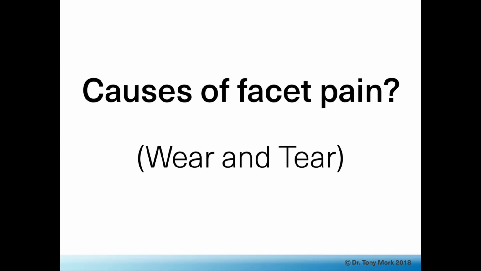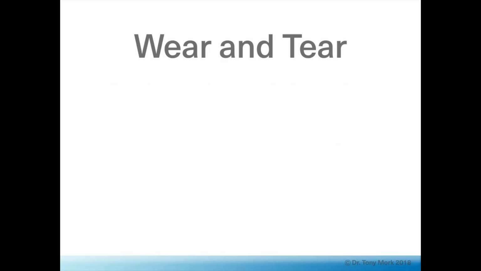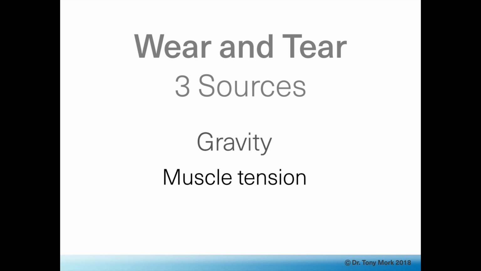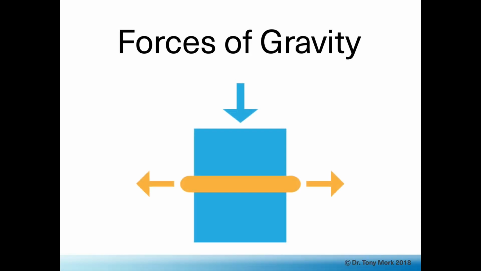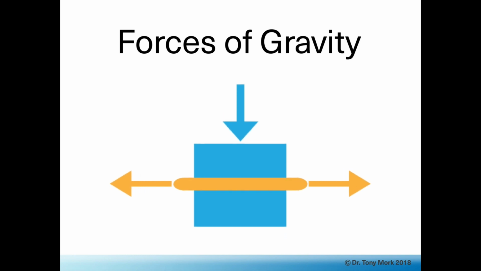Well, what are the causes of facet pain? We've talked about trauma, but the other cause is wear and tear. So wear and tear comes from three sources: gravity, muscle tension, and just general overuse. The forces of gravity are, of course, well understood. Your head weighs 8 to 10 pounds. This is being applied constantly across the vertebral bodies, and the disc in the process just ends up getting compressed and maybe even protruding out to the sides a little bit.